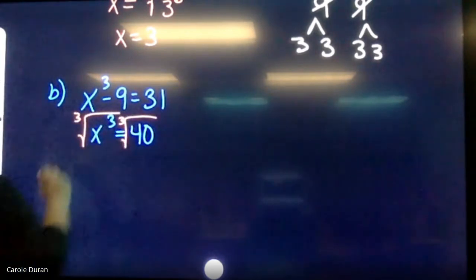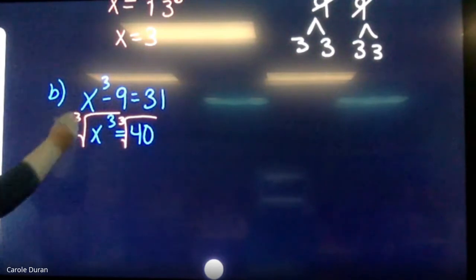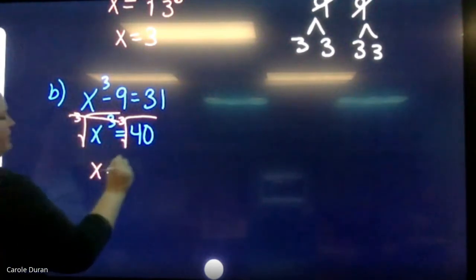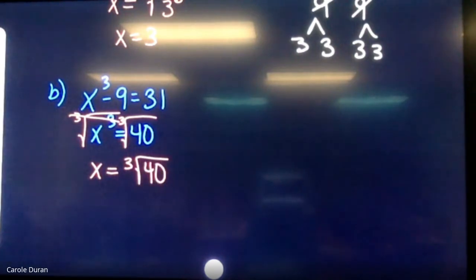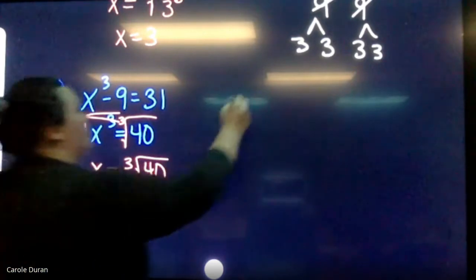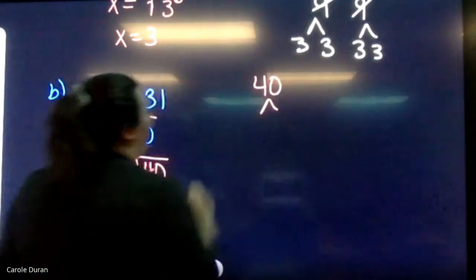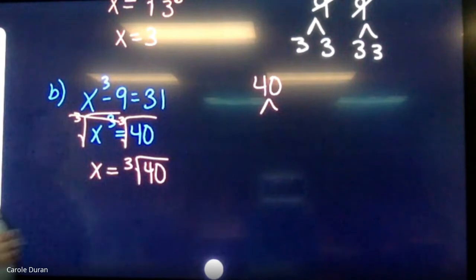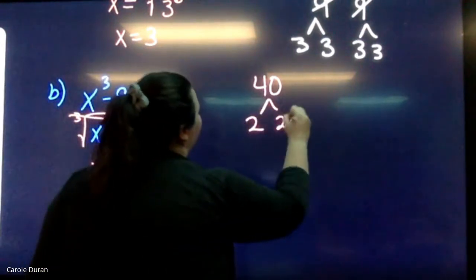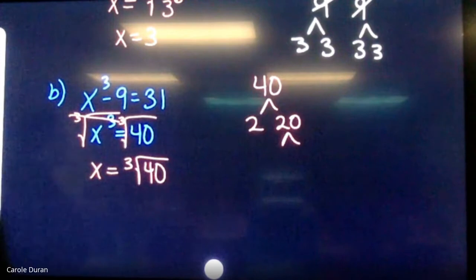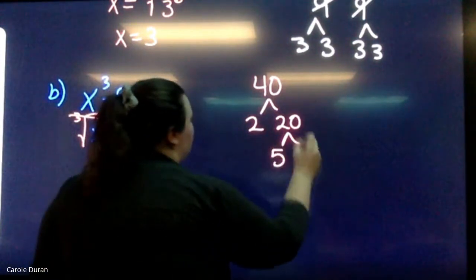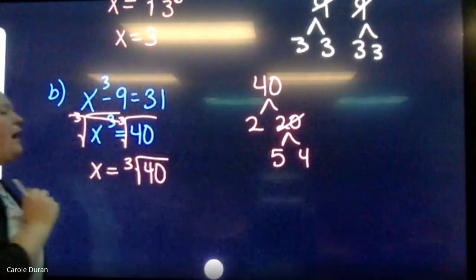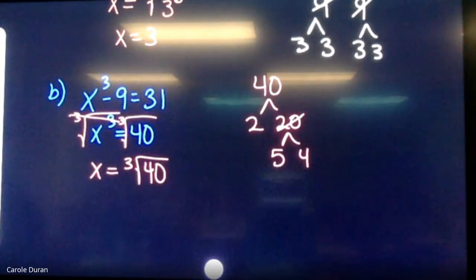Eventually, you guys will get the lingo. I know the cube root and the cube on this side cancel, leaving me with just x equals the cube root of 40. Again, I'm going to factor tree 40 because I want to see if I can pull a group of 3 of anything out of that. So what multiplies together to get 40? 2 and 20. 2 is prime, 20 is not. What multiplies together to get 20? 5 and 4. You also could have done 2 and 10, it's your choice. 5 is prime, 4 is not. What multiplies together to get 4?